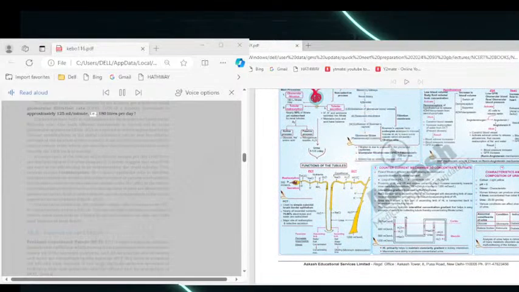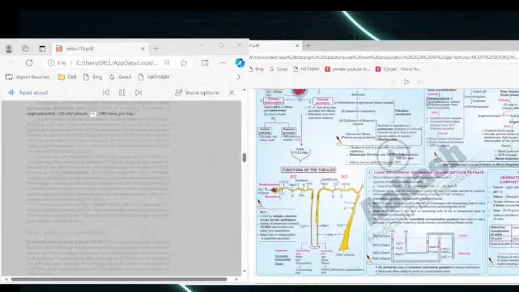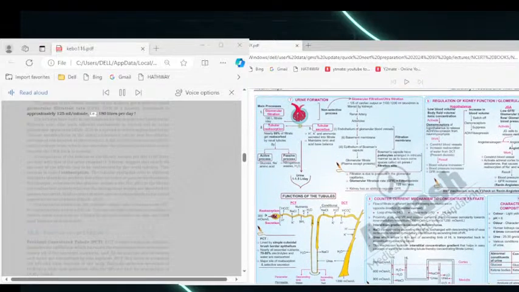JGA is a special sensitive region formed by cellular modifications in the distal convoluted tubule and the afferent arteriole at the location of their contact. A fall in GFR can activate the JG cells to release renin, which can stimulate the glomerular blood flow and thereby bring the GFR back to normal.